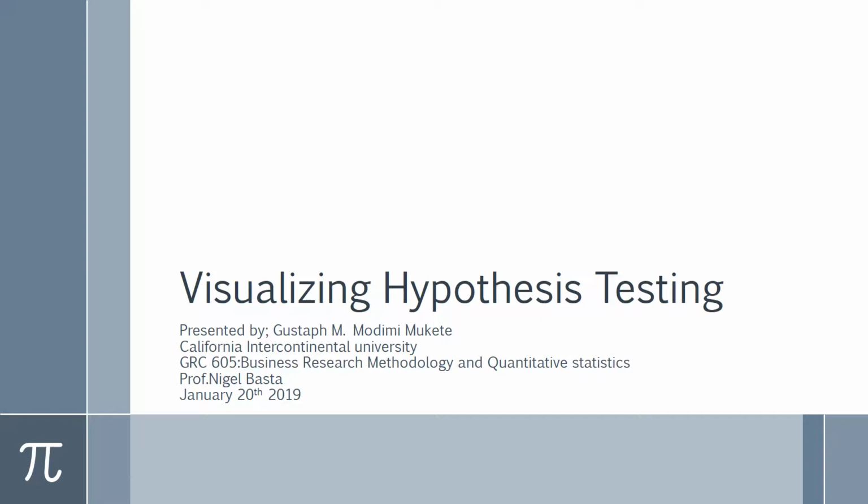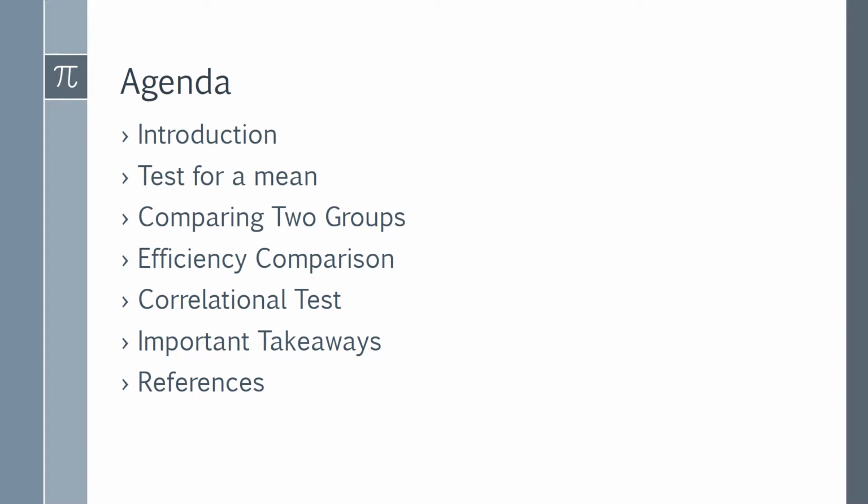Today we'll look at how we can visualize hypothesis tests. Our agenda: a quick introduction, a test for a mean, comparing two groups, an efficiency comparison, a correlation test, and then a few takeaways.